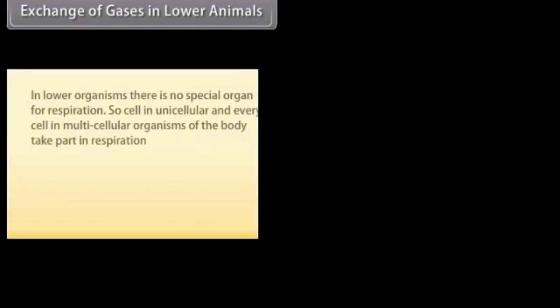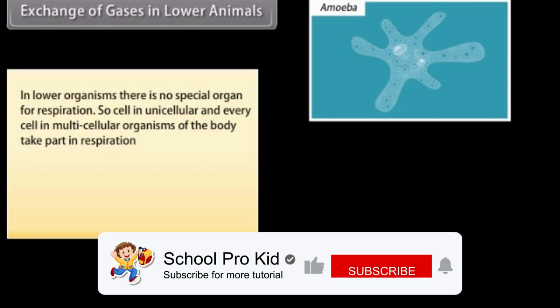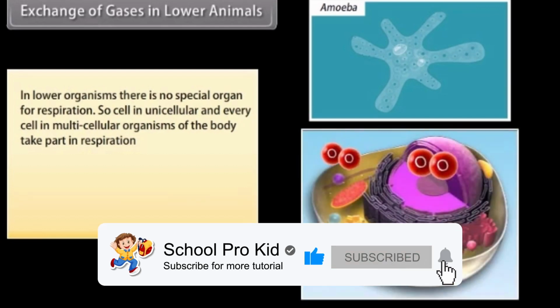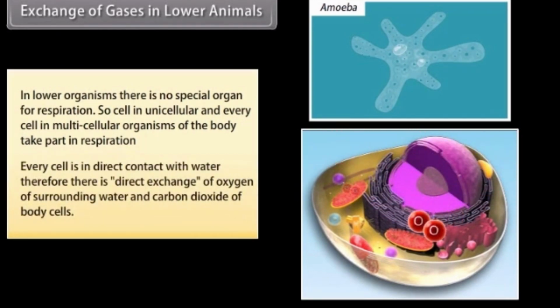Exchange of gases in lower animals. In lower organisms, there is no special organ for respiration. So, the cell in unicellular organisms and every cell in multicellular organisms of the body take part in respiration. Every cell is in direct contact with water, therefore there is direct exchange of oxygen of surrounding water and carbon dioxide of body cells.